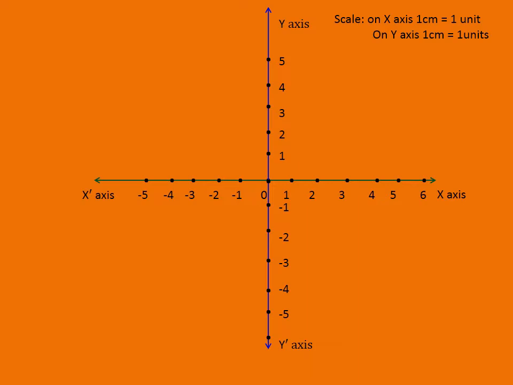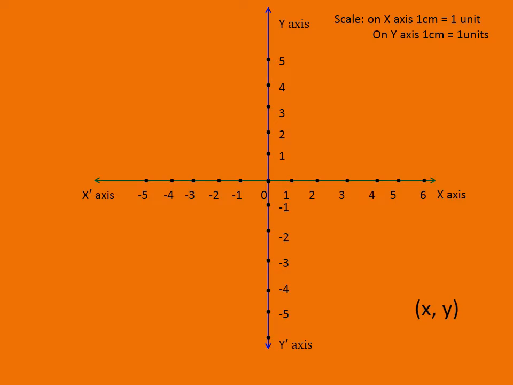So can we have two different units on two different axes? Yes. If you want, you can take on the x-axis 1 centimeter equals 1 unit, and on the y-axis you can take 2 centimeter as 1 unit, or vice versa. It all depends on the values which are given to us. Clear? But keep in mind, on one axis you cannot have more than 1 unit. Clear?